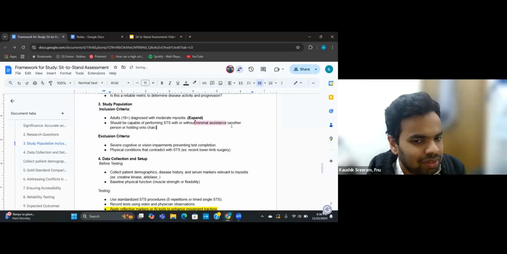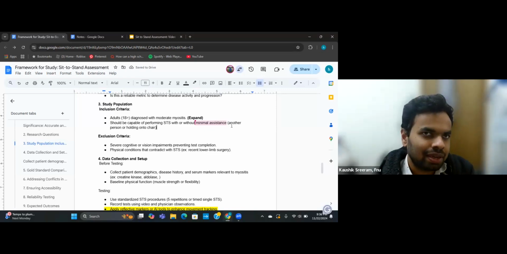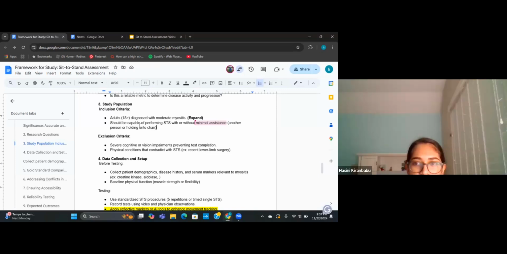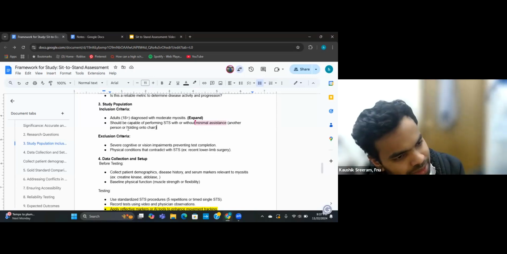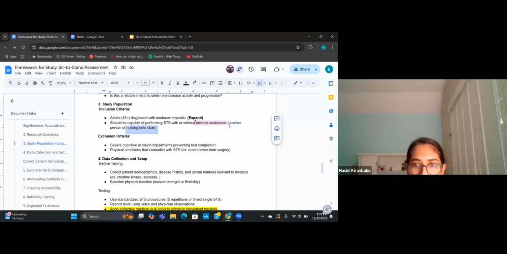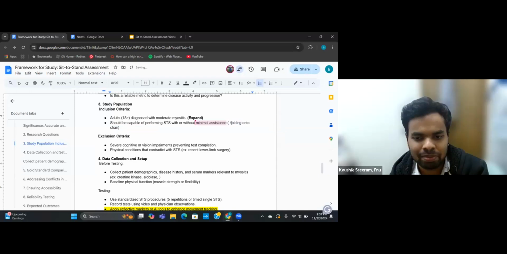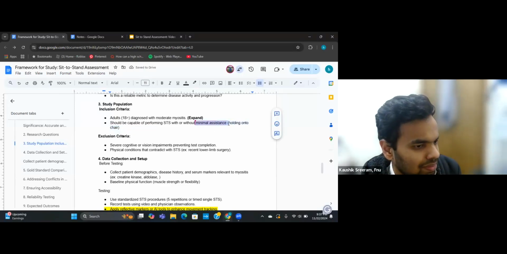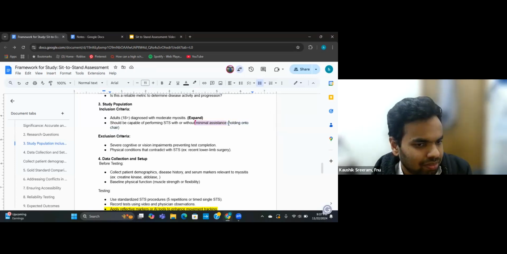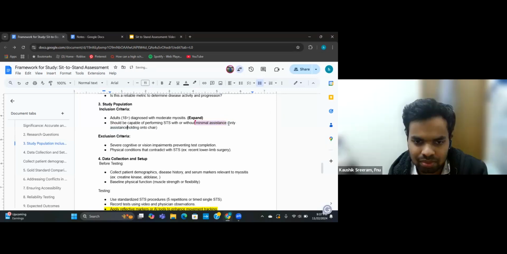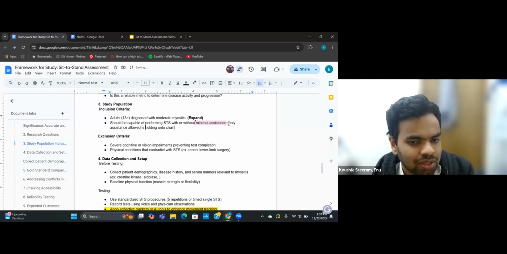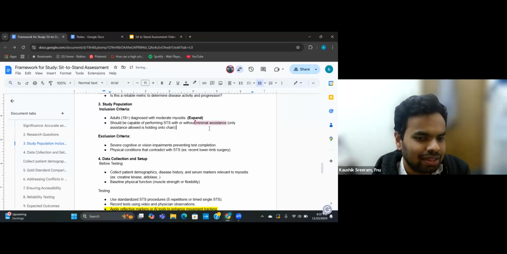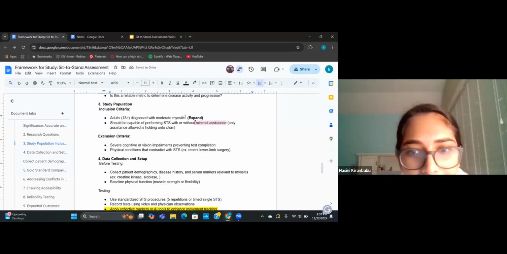Now you tell me, of these two, which do you think would be more consistent? Holding onto the chair. Yes. So you have to eliminate the other person. You should not call it minimal assistance. The only assistance allowed is they can hold the chair. That's what you need to say when you say with assistance, without assistance. This is something that you need to define.